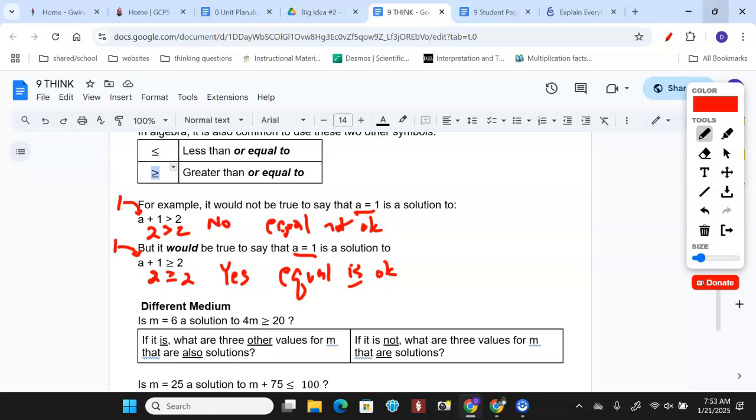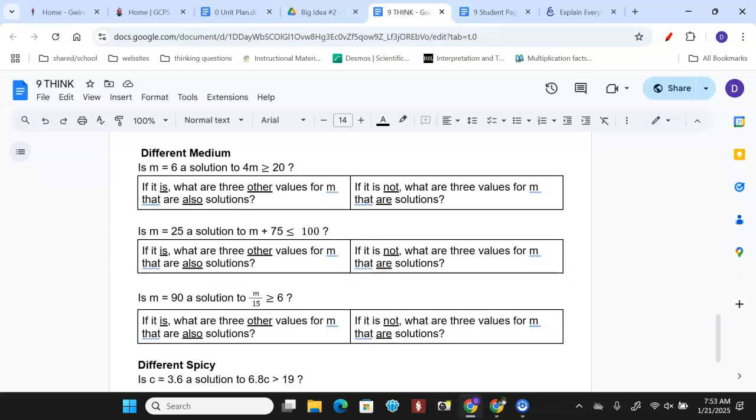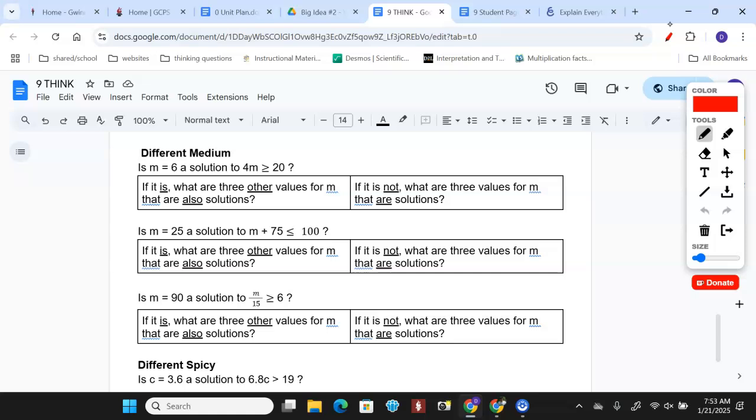So the rest of our thinking task from Friday involved testing out some of those symbols. I'm going to work a few with you and have you work a few as well. Let me scroll down to the rest of our thinking task here. So let's test some things out. Is m equals 6 a solution to this: 4 times m is greater than or equal to 20? Now we've got this new, different symbol to get used to. Greater than or equal to is how you pronounce that. So let's check and see.